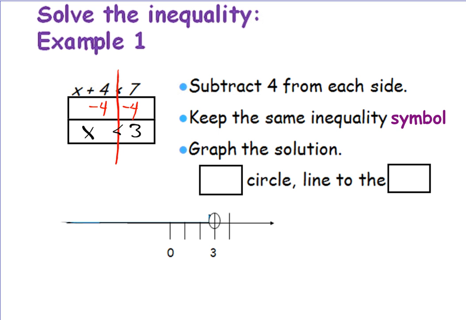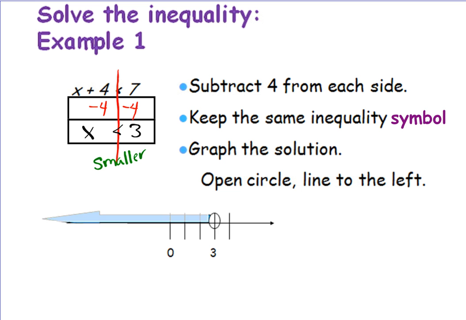Now I'm going to graph the solution. Looking at that, I have an open dot at 3, and the line says that all my x's are smaller than 3, so that means I have to graph the line to the left. And there we go.